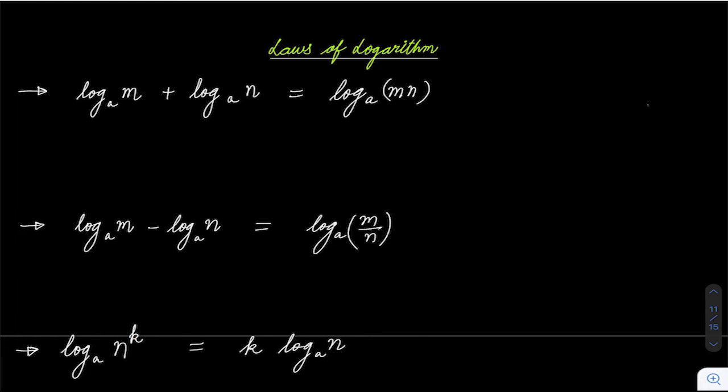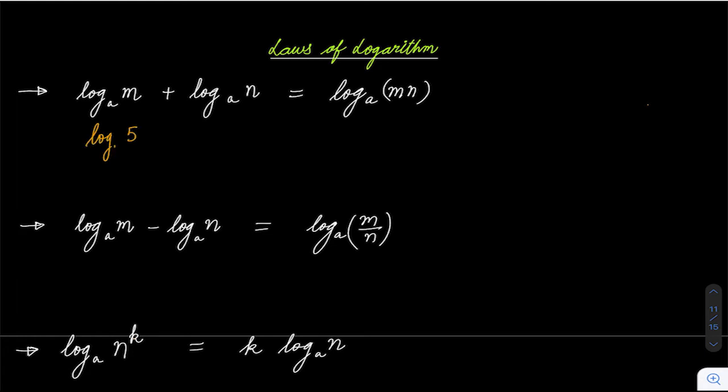So let's first see. Log of m to the base a plus log of n to the base a is equal to log of m into n base a. So what this law says is, if base of logarithm is same and logs are adding, then you can multiply the numbers, right? So for example, let's take a simple example.